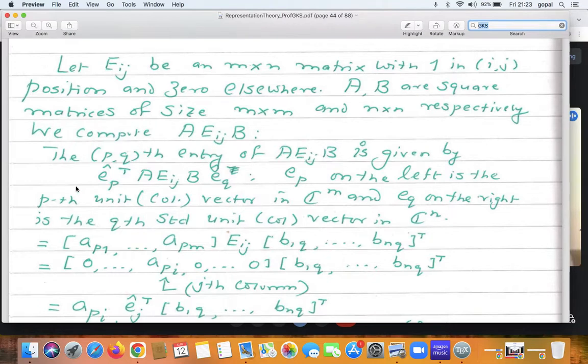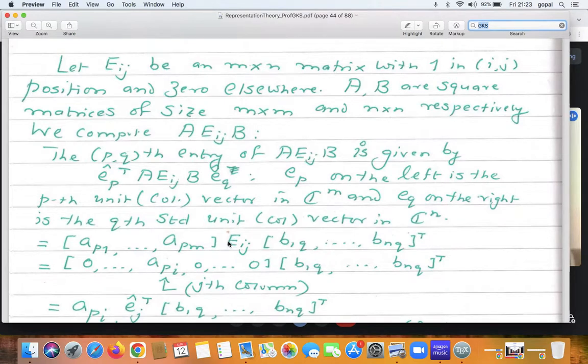Of course, e_p on the left hand side is a column vector in C^M, so I have taken the transpose here, and e_q on the right hand side is a column vector in C^N. Standard unit vectors. I'm going to use the same letters e_p and e_q; that should not cause any confusion. Okay, so what happens when I do the matrix multiplication? When I take e_p transpose times A, I will get the p-th row of A. When I take B times e_q, I'm going to get the q-th column of B. So you see a transpose here.